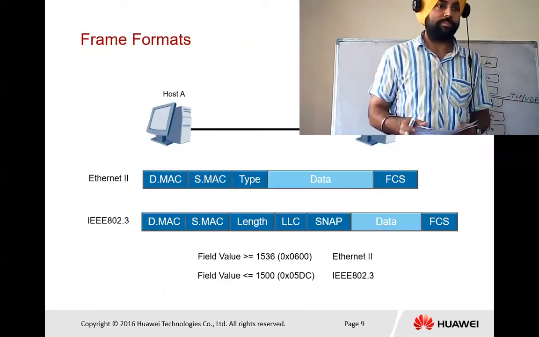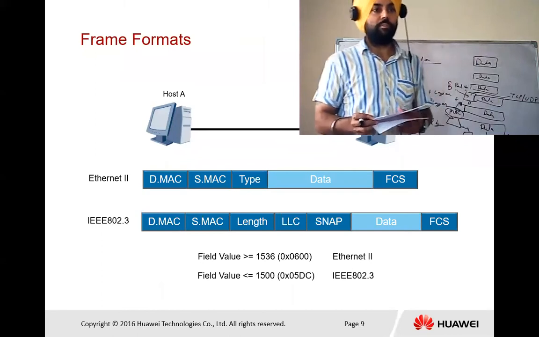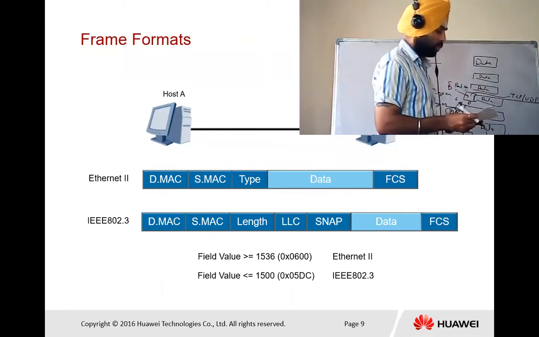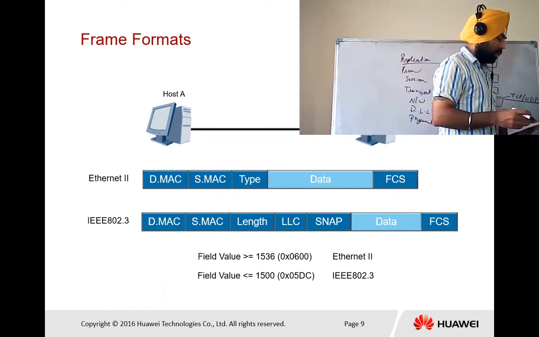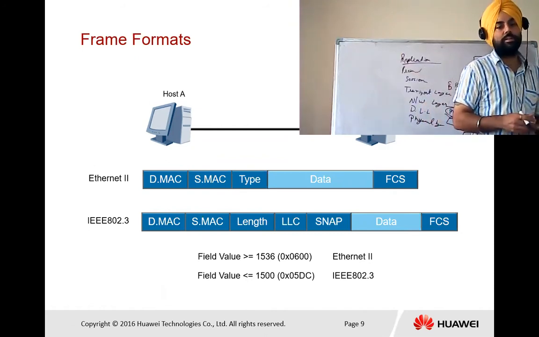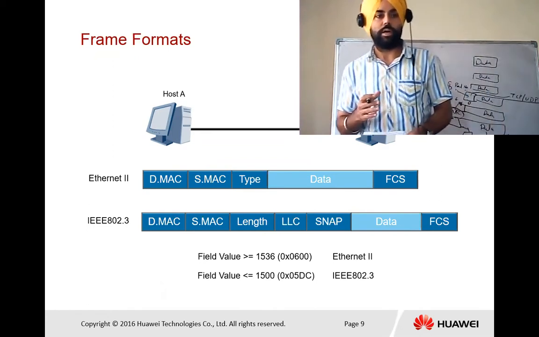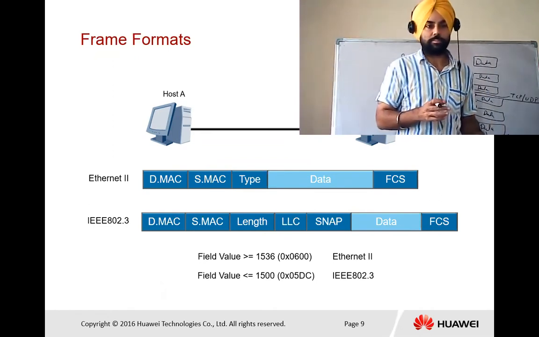So next we have the frame format, whether it is Ethernet 2 or IEEE 802.3. There is one field in both cases, whether it is Ethernet 2 or IEEE 802.3.